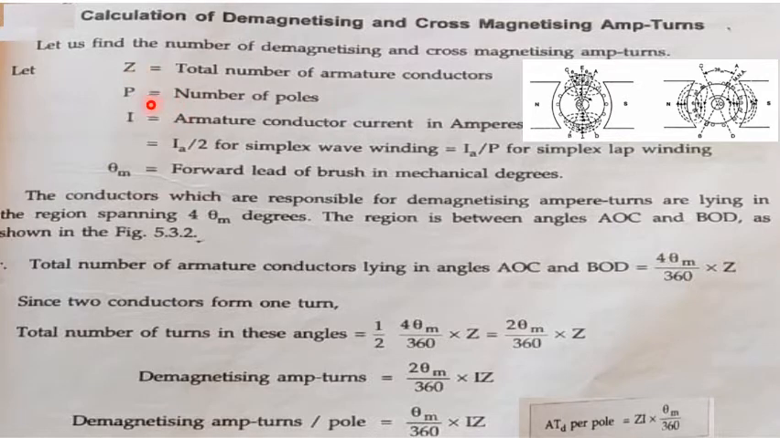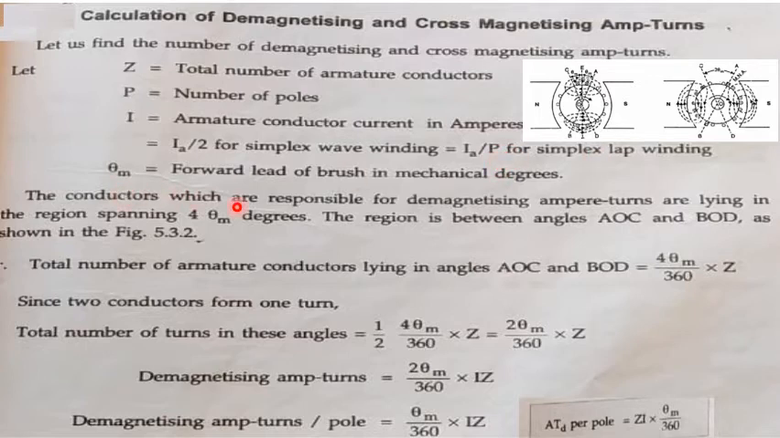and the number of poles is P. Then the armature conductor current in amperes is I. The armature conductor current depends on the type of winding used. If simplex wave winding is used, the armature conductor current will be Ia divided by 2. If simplex lap winding is used, the armature conductor current will be Ia divided by P.